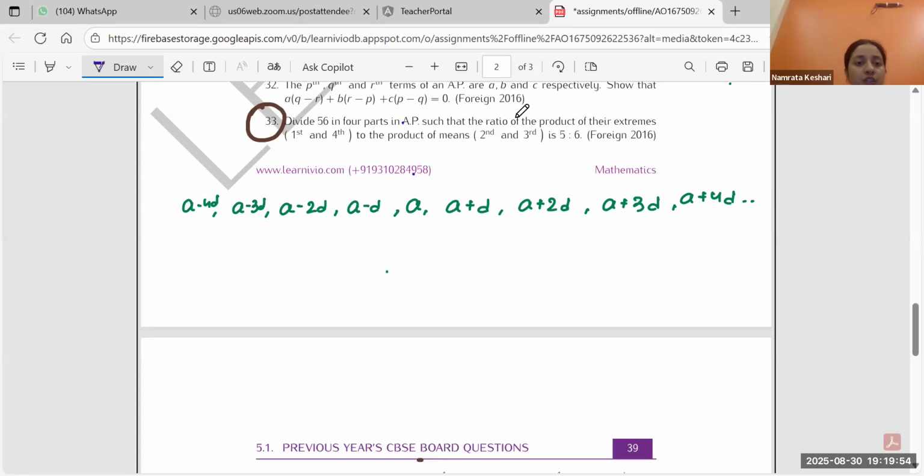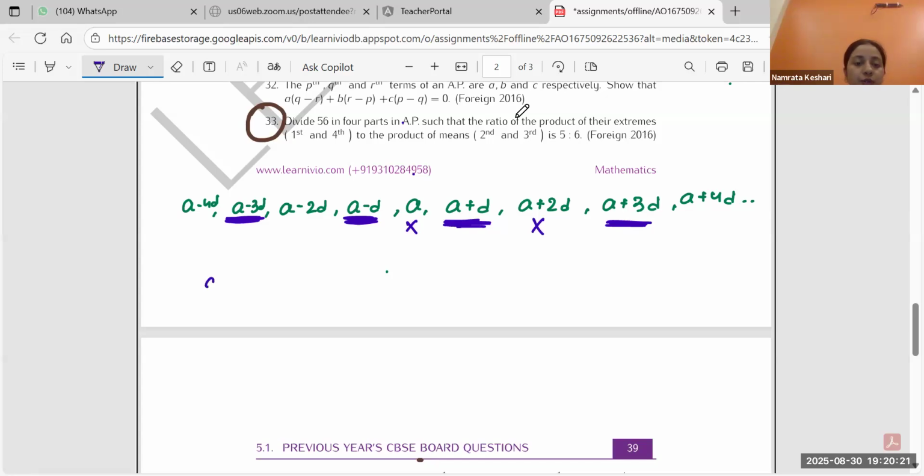So we will be assuming the four terms like this. One of the terms will be this, another will be this, another will be this, another will be this. You can see I am taking alternate terms. I am skipping this one and then taking the next one, then skipping this one, then taking the next one. These are your four terms of the AP.